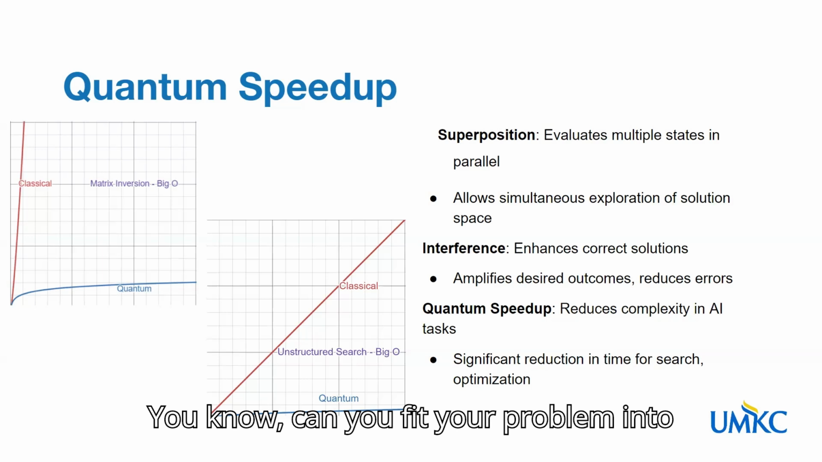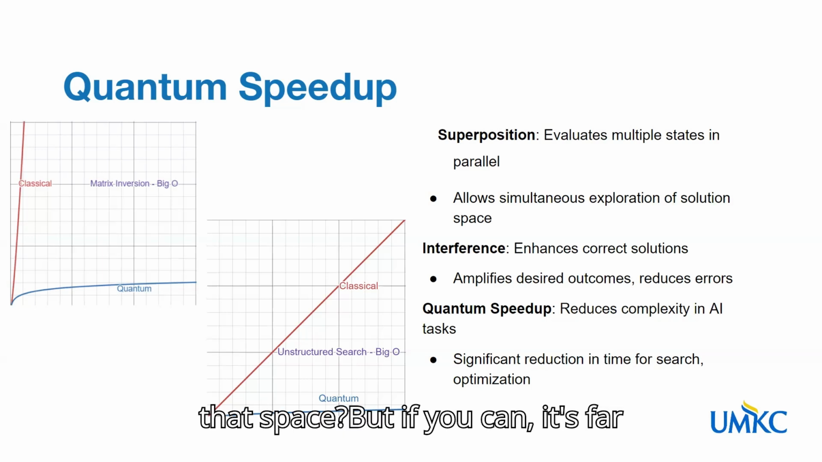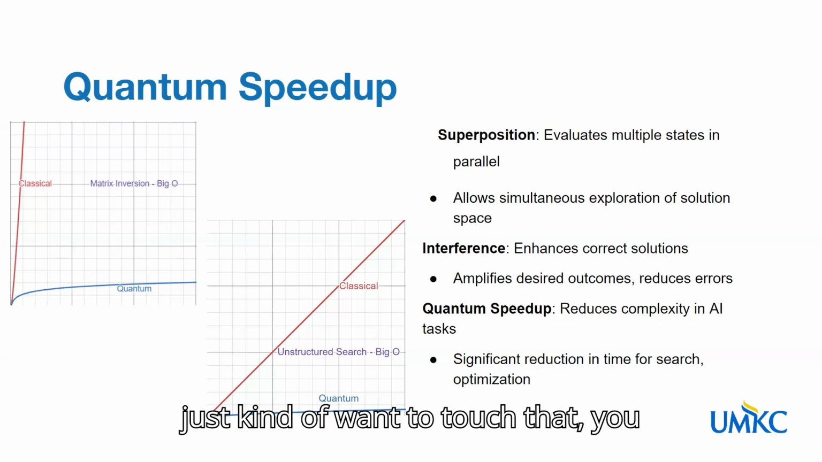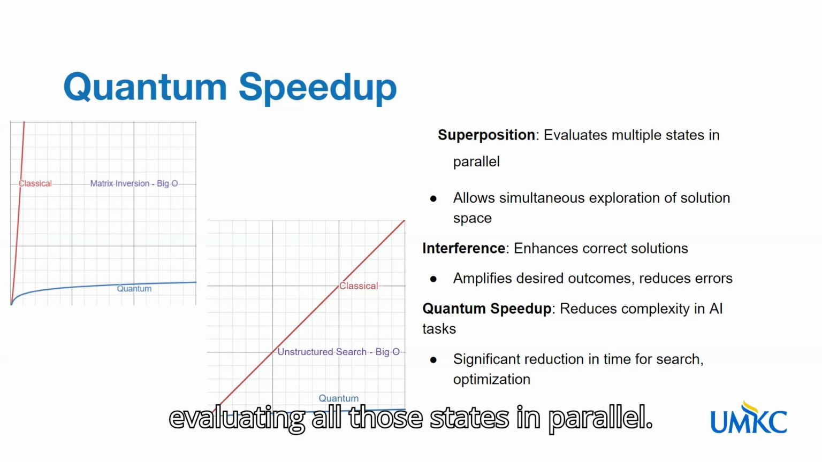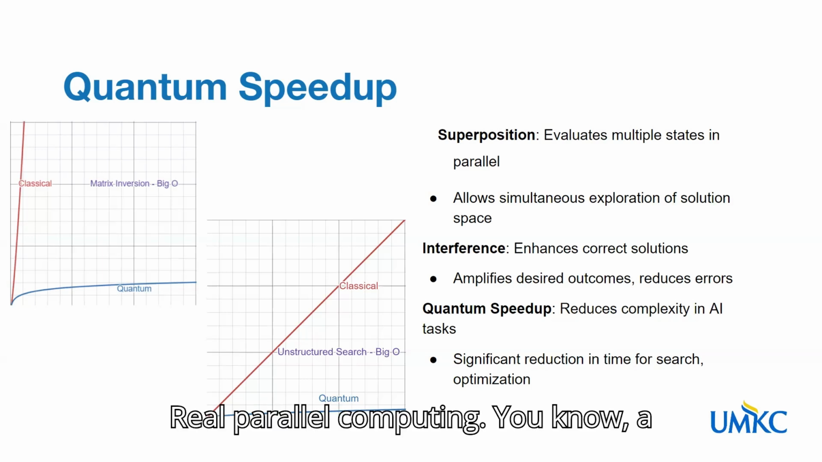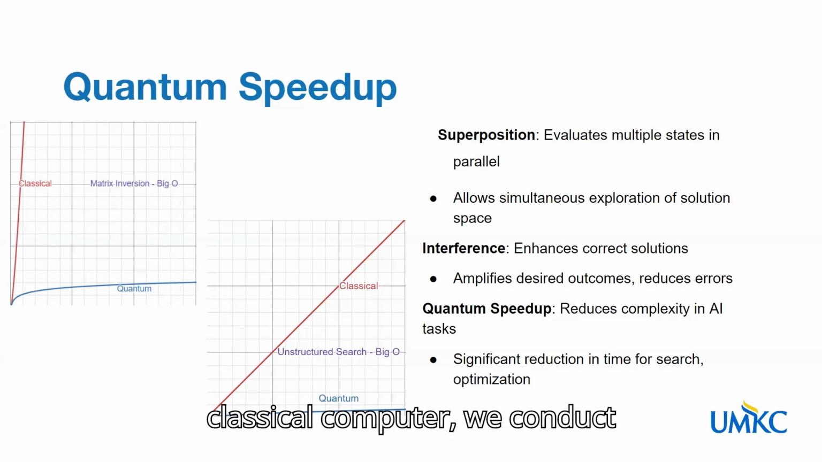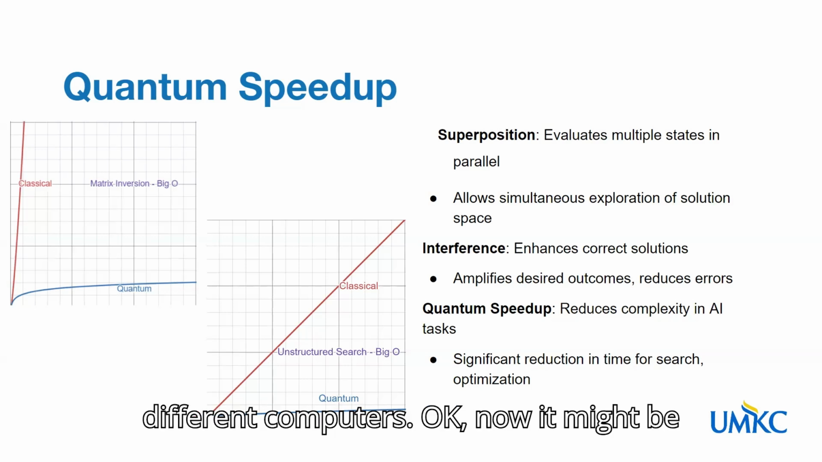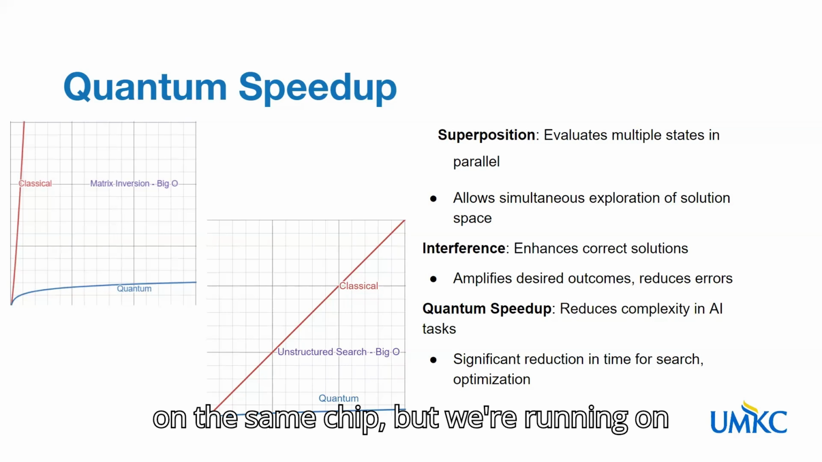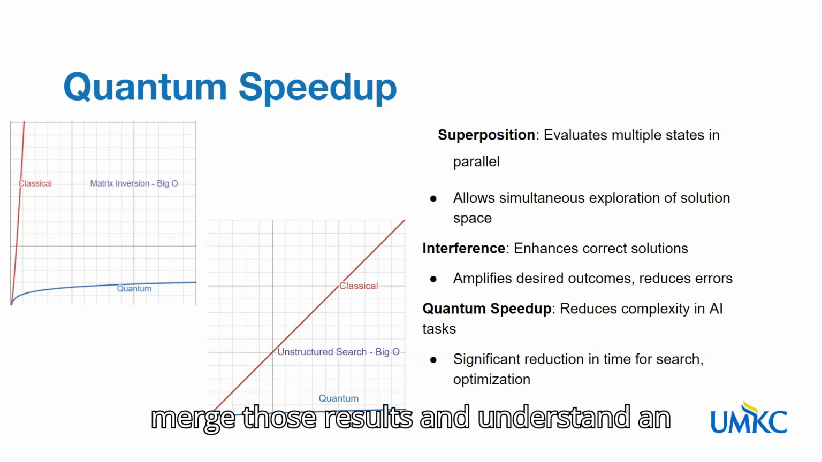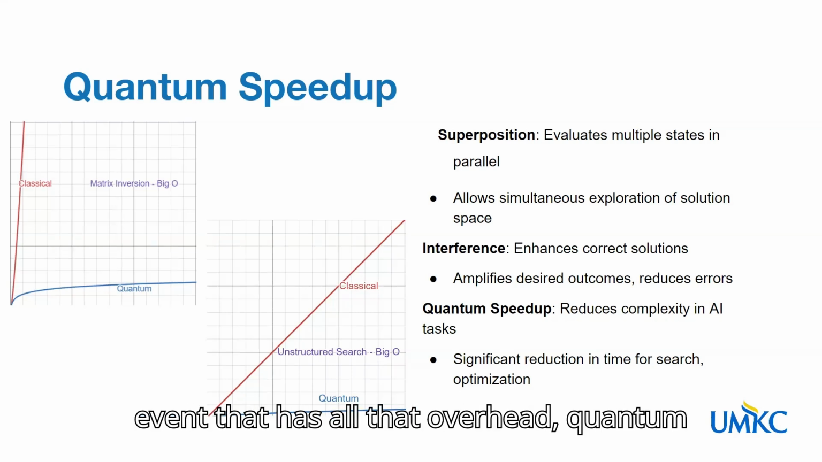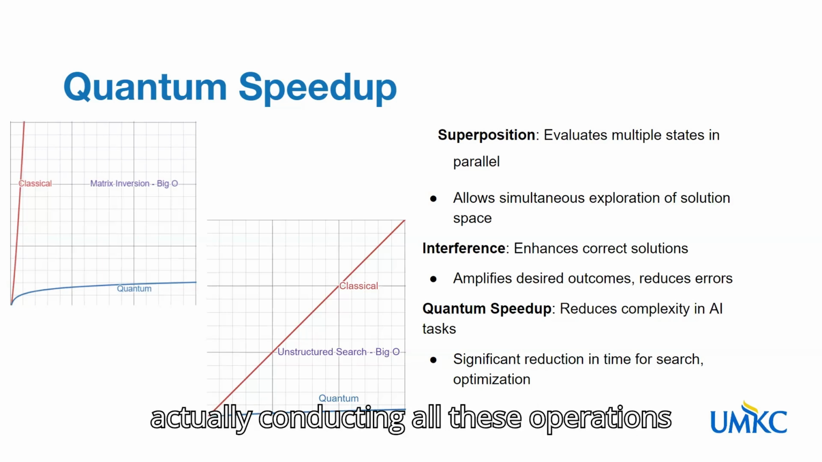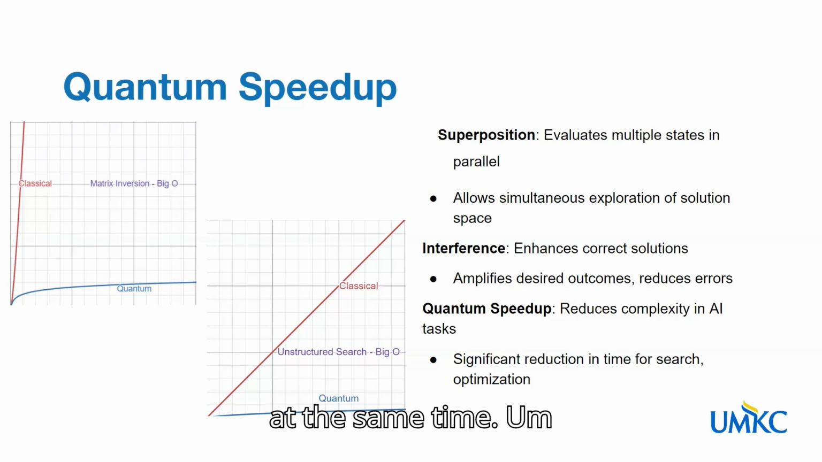Can you fit your problem into that space? But if you can, it's far superior. And I just kind of want to touch on that: with superposition, you're evaluating all the states in parallel. Real parallel computing. On a classical computer, we achieve parallelism by basically running on different computers. Okay, now it might be on the same chip, but we're running on different computers. Then we have to try to merge those results and understand everything, and that has all that overhead. Quantum computers are truly parallel. They're actually conducting all these operations at the same time.